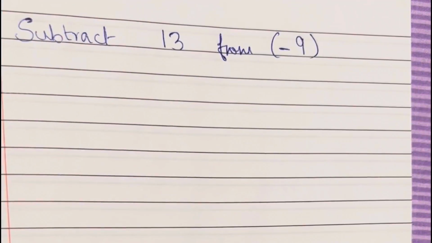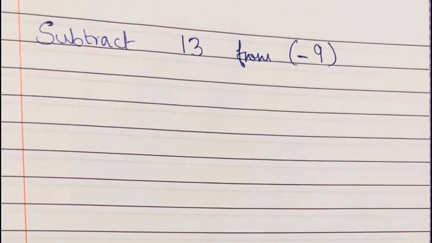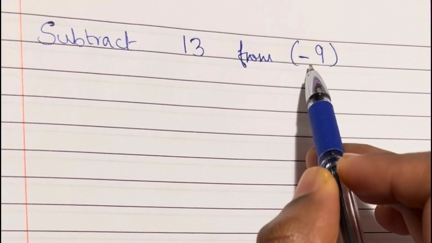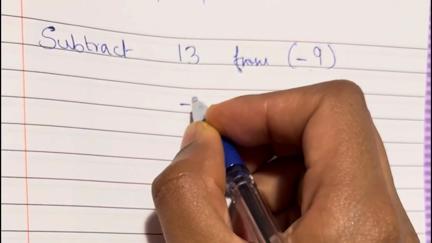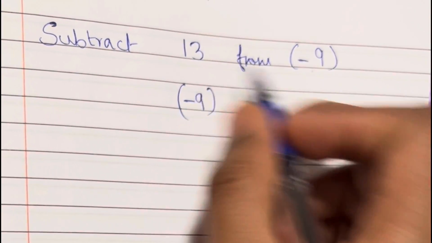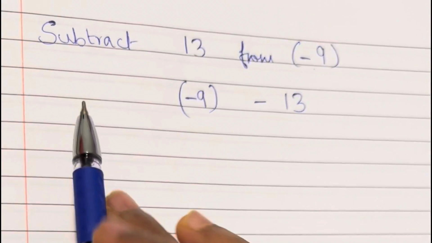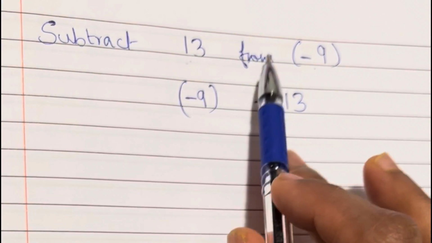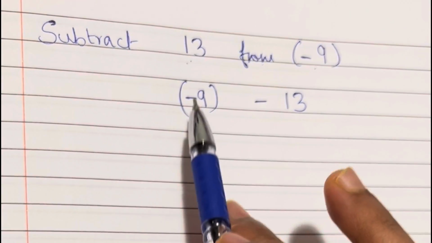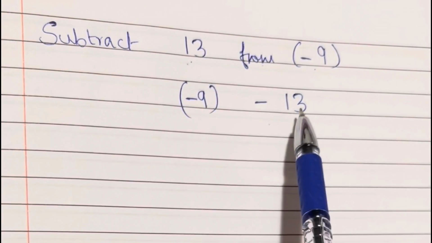Okay, that's all. And then applying the addition of integers rule number 2. Next, let's do one more example. The question is: subtract 13 from minus 9. So as I said, first we are going to write this minus 9. Then instead of "from", we'll put the minus sign. Then secondly we are writing the first integer, 13. Okay, this is our subtraction: subtract 13 from minus 9.